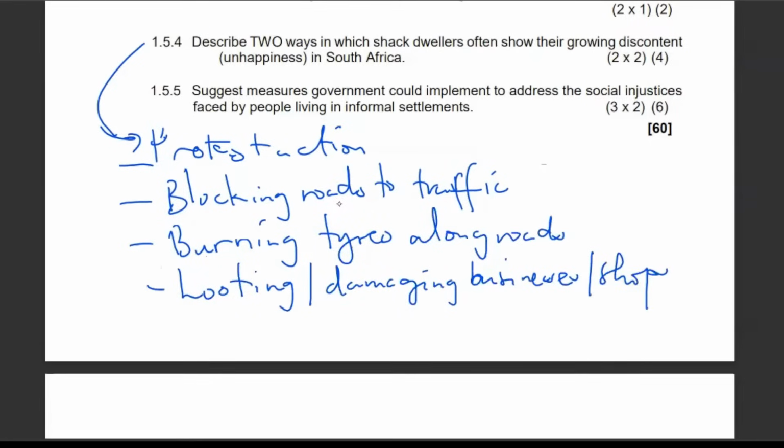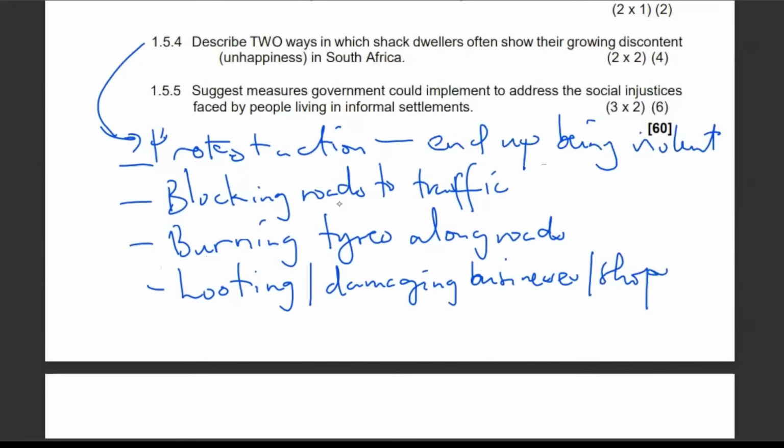But not limited to this, there are some other ways that you can also talk about. But we are saying they can take protest action, they can protest. And usually those protests, in most instances, end up being violent. They don't engage mainly in peaceful protests. Then blocking of roads and traffic, and also burning of tires as a way of showing their discontent, and also looting and damaging businesses and shops.